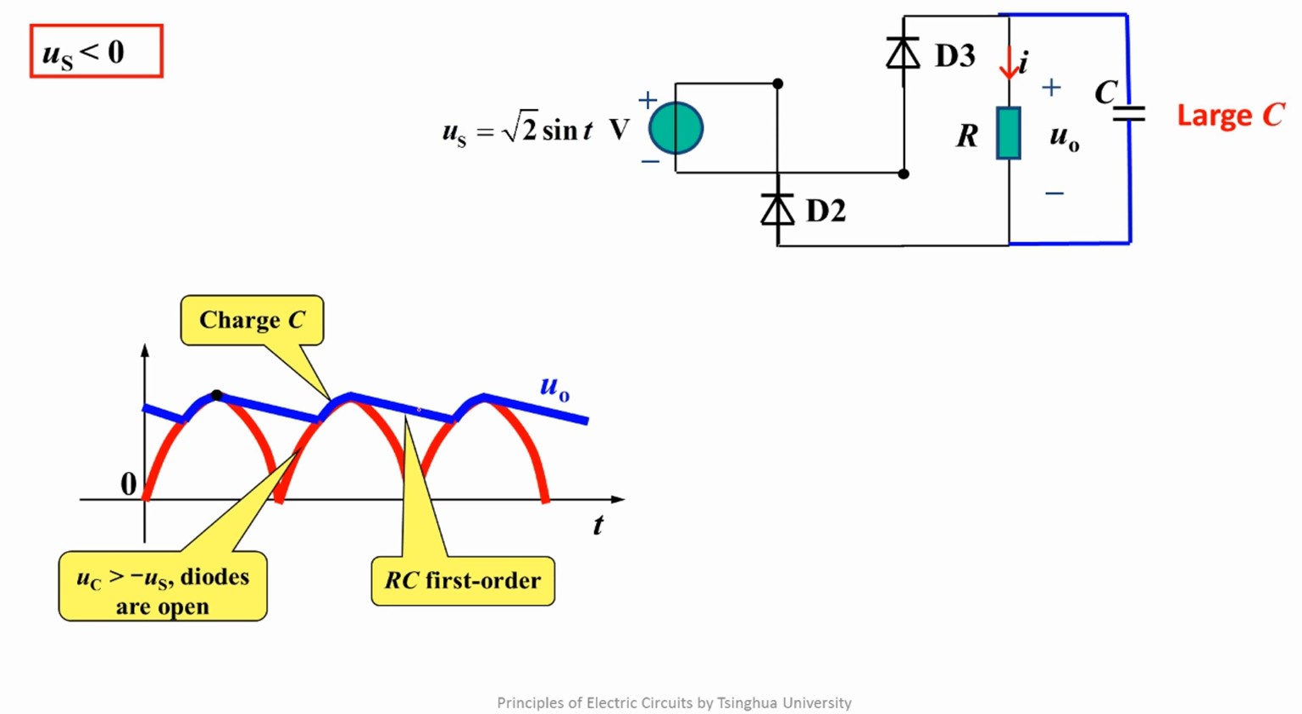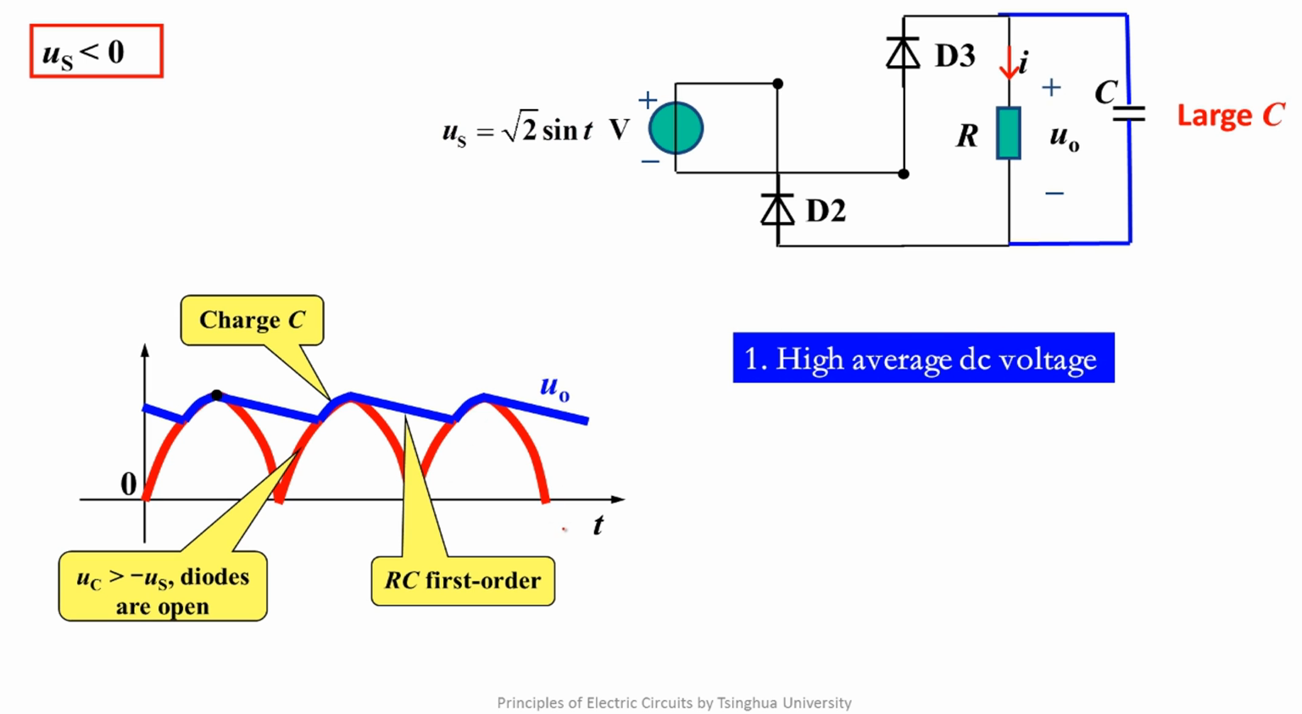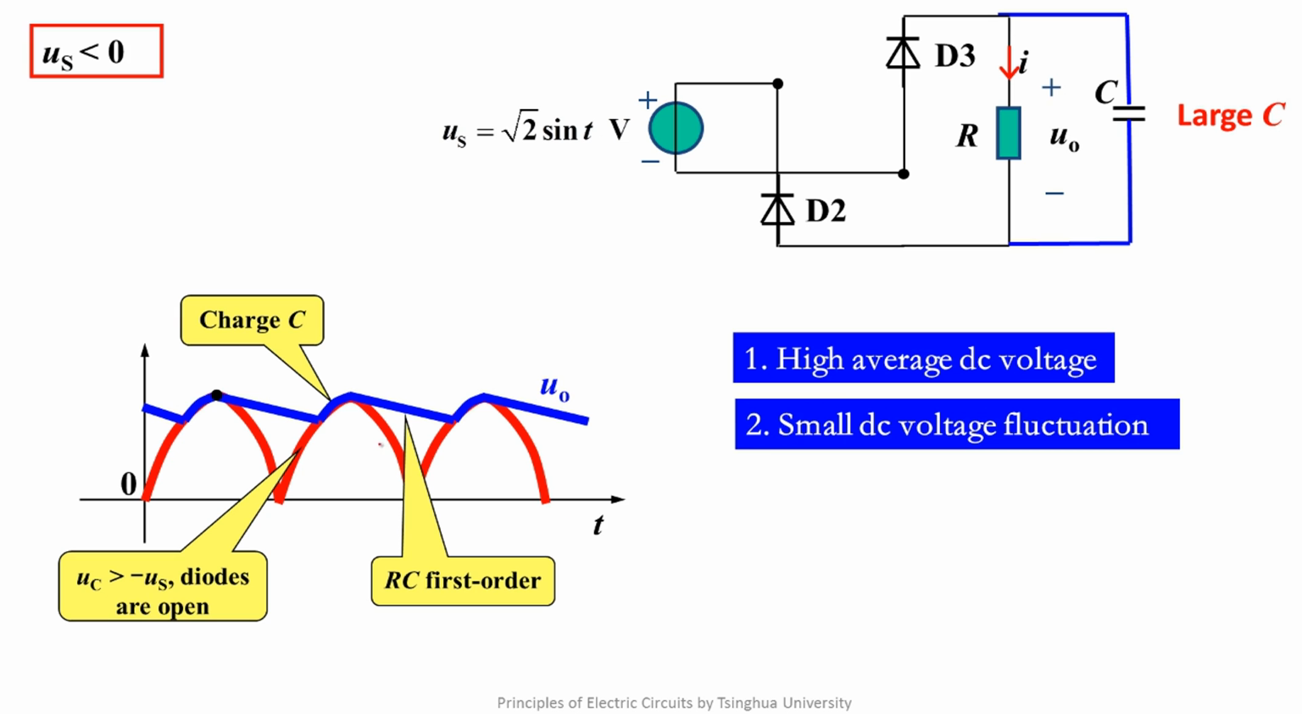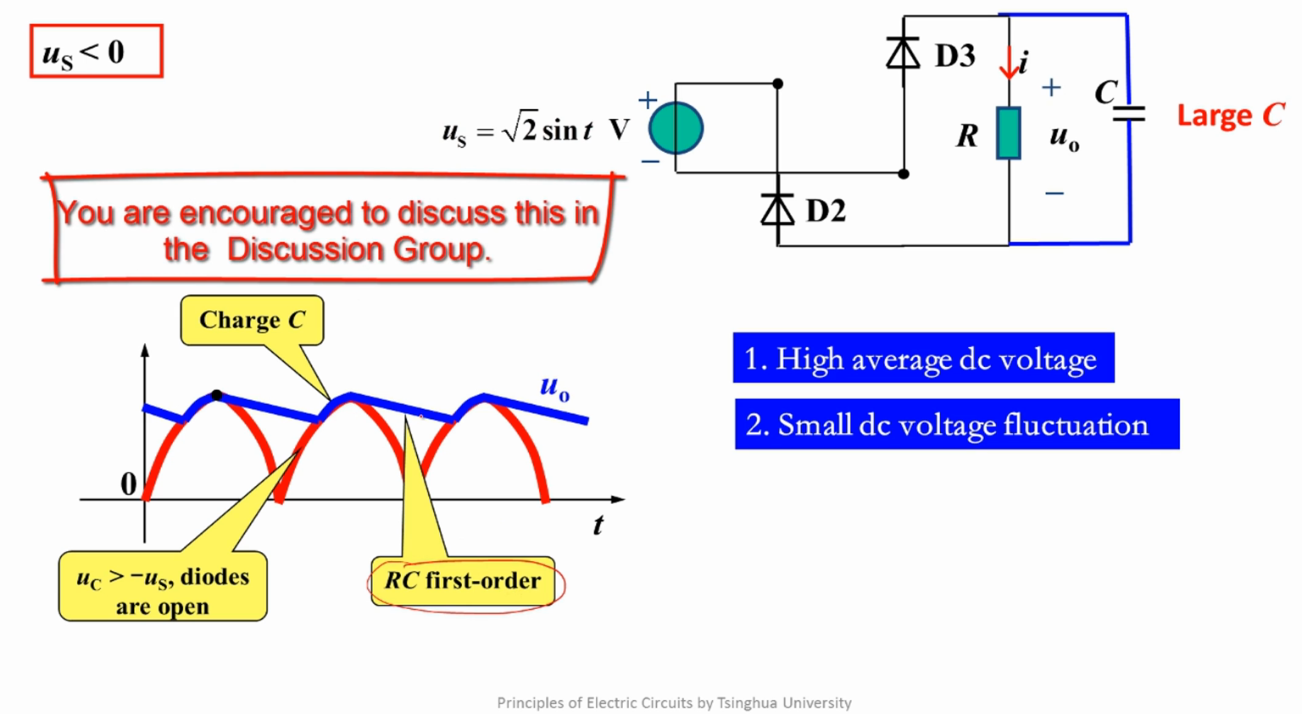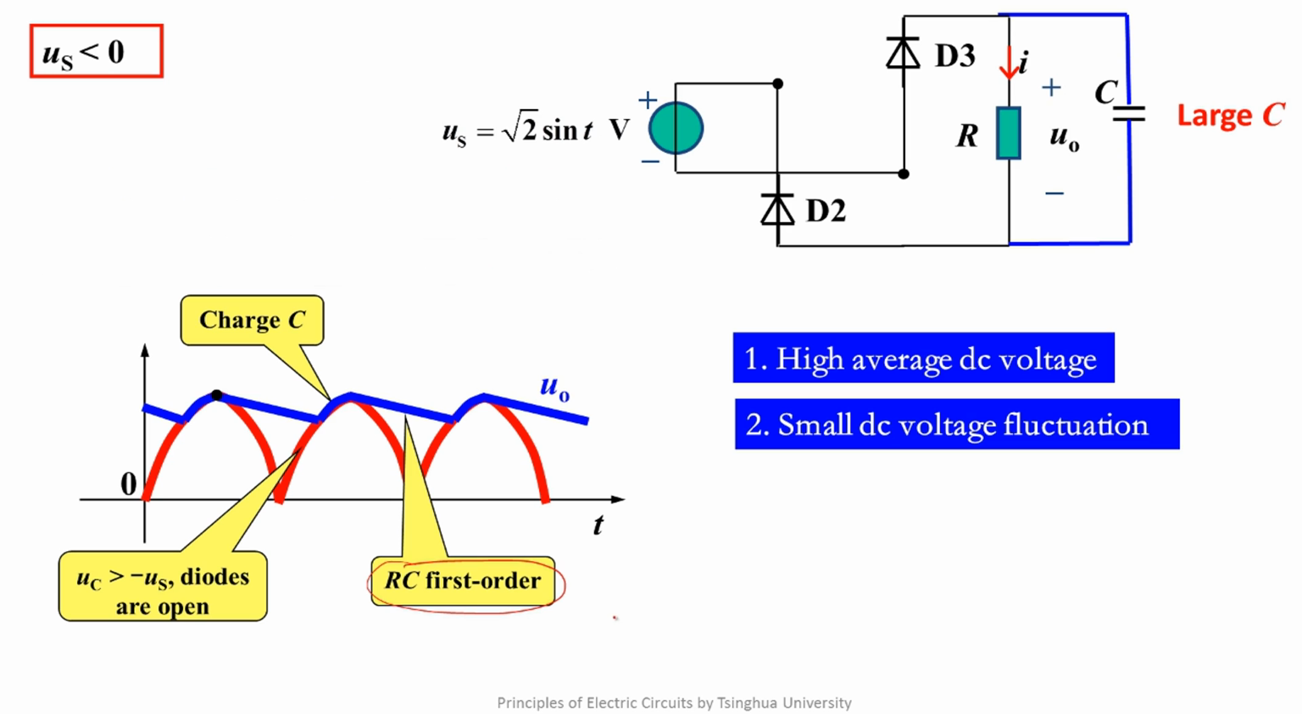Compared to the previous one with large voltage fluctuation, the load voltage has two significant improvements. One is a high average DC voltage, and another is a small DC voltage fluctuation. We have a question for you. This is a straight line in the diagram, but the RC first-order discharging curve decays with a negative exponent. Why can we use this straight line to represent the curve decaying with a negative exponent? The large capacitor realizes the function of smoothing the voltage wave, so it's called the smoothing capacitor.